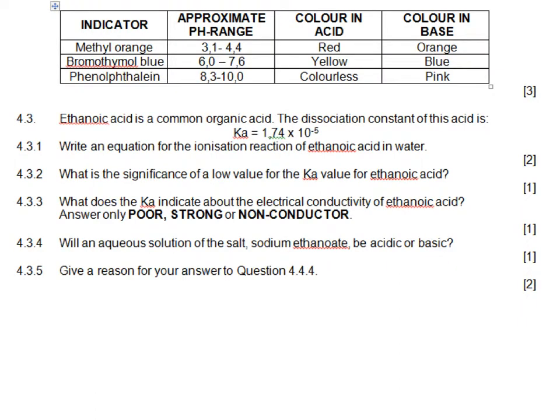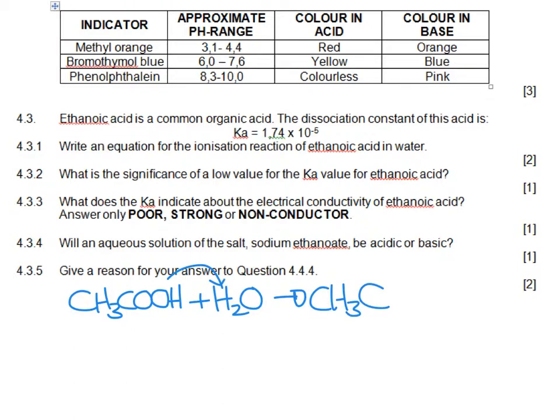The next one is we're given ethanoic acid is a common organic acid. The dissociation constant for this acid is given. Write an equation for the ionization of ethanoic acid in water. So it's CH3COOH. You know that from organic chemistry. Put it into water, and we're going to have one proton donor. So it's going to become CH3COO minus plus H3O plus. So that's the dissociation in water.